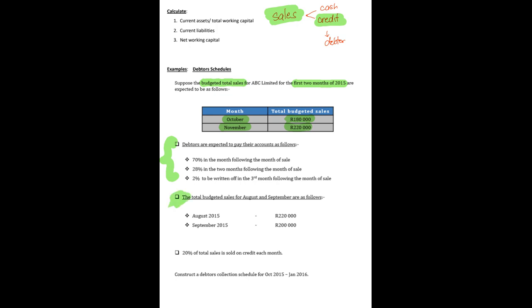It says that the total budgeted sales for August and September, which means it's the 2 months prior to the 2 months listed at the top. So August and September, these were the total sales figures. So you actually have total sales for August, September, October, and November 2015.